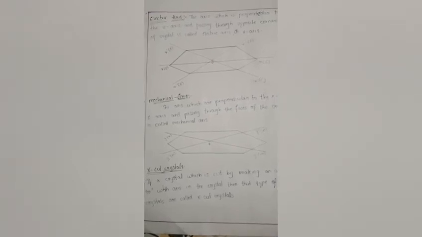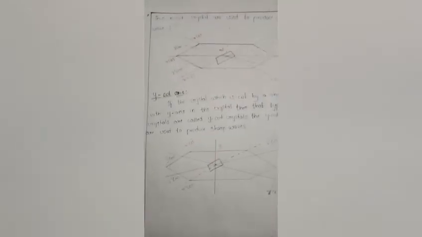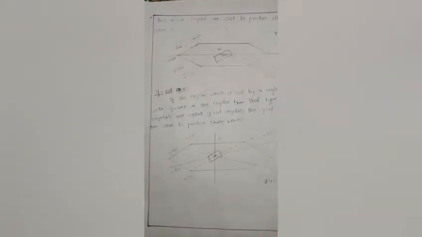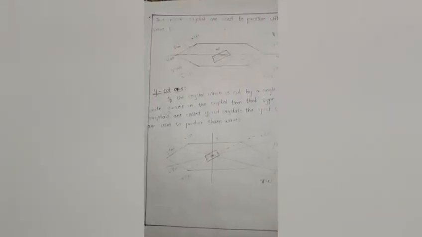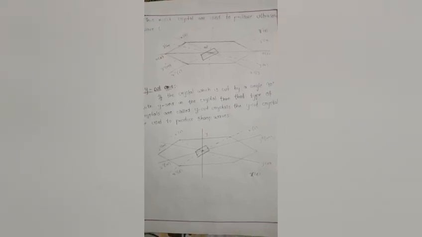Now the X-cut crystal. If a crystal is cut making an angle of 90 degrees with the x-axis of the crystal, then this type of crystal is called an X-cut crystal. These X-cut crystals are used to produce ultrasonic waves. And that is the diagram.